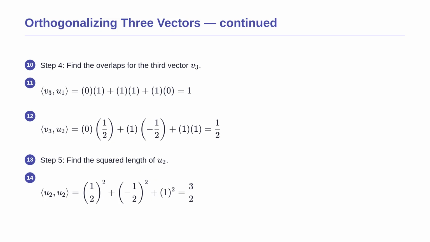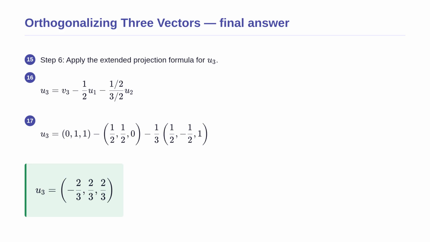Finally, we need the squared length of u2 for the denominator of our second fraction. Squaring each coordinate of u2 and adding them together gives 1/4 plus 1/4 plus 1, which totals 3/2. We now have all the pieces to assemble the massive formula for u3. With all our overlaps calculated, we are ready for the final calculation. We substitute all our pieces into the main equation for u3.